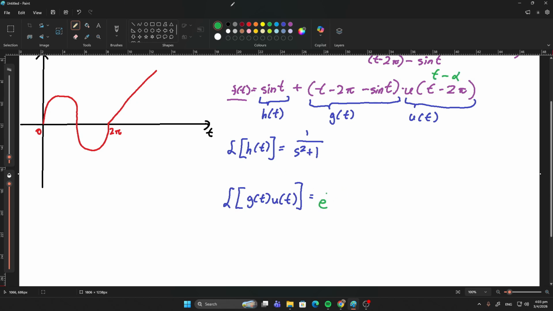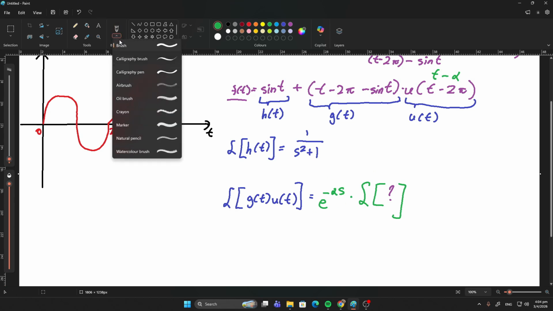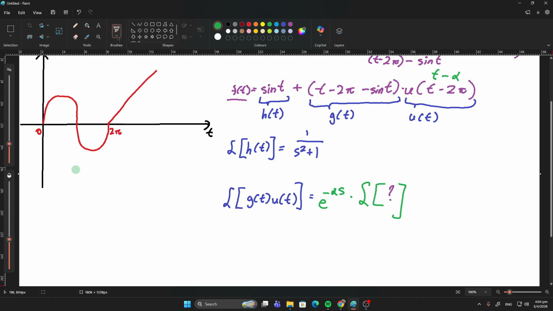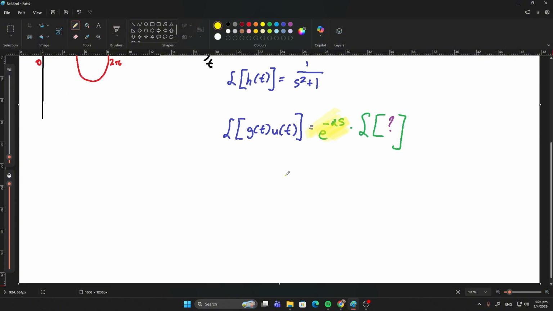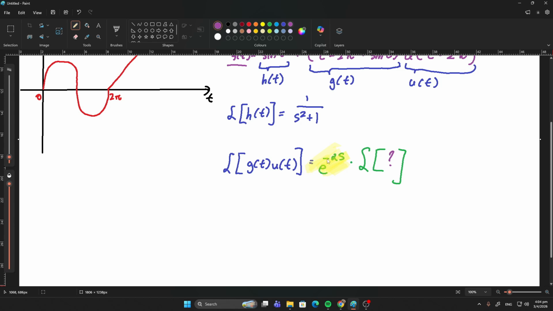So alpha: e to the negative alpha s, times your Laplace of what's inside here? I don't know. Let's talk about it later. Okay, so this is essentially your unit step. This part is your unit step. Okay. So now what becomes the purple question mark?